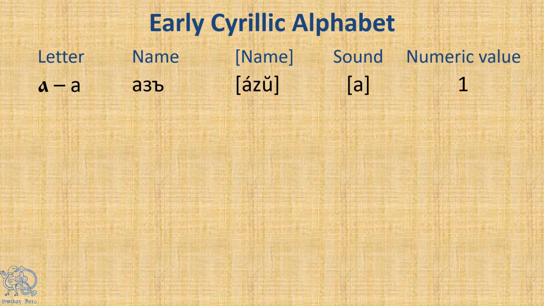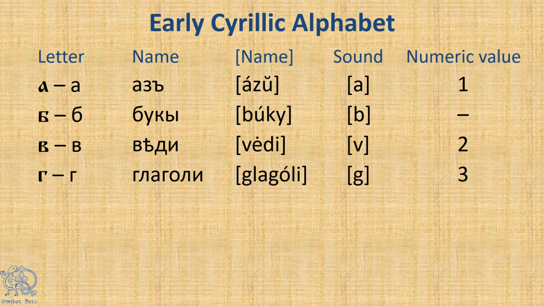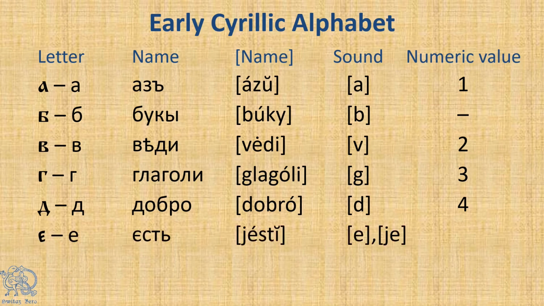Az, Az, the sound A means 1. Buky, buky, the sound B, no numeric value. Vedi, vedi, the sound V and the numeric value 2. Glagoli, glagoli, the sound G, and as a figure it means 3. Dobro, dobro, the sound D, and as a figure it's 4. Есть, есть, the sound E or ye, and the numeric value is 5.